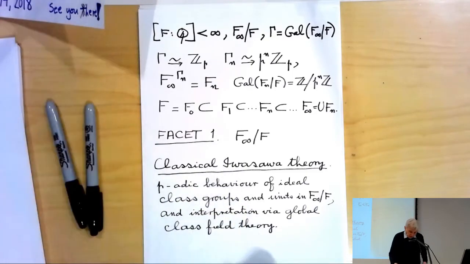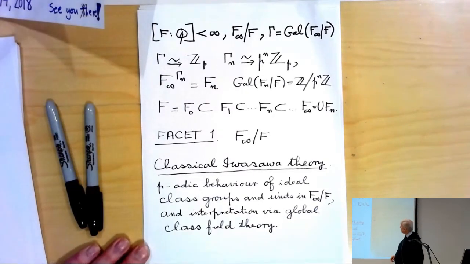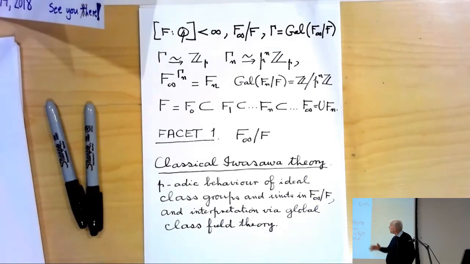The prime p is completely up to us, and the only closed subgroups of Z_p are p^n Z_p, and so there'll be corresponding closed subgroups of the Galois group. It's usually called gamma_n, the subgroup of index p^n, and of course the part of F infinity fixed by gamma_n will be a cyclic extension, F_n over F, of degree p^n, and we often call it the nth layer.